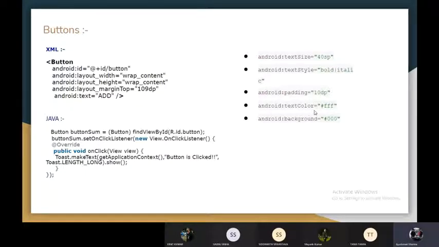This text color thing changes the text color of the text written on that button. The background changes the background of that button. Like if we have a red button, then we can convert it into a black button, into a white button, etc. So this hash code 000 defines black color, and hashtag triple F defines white color. These two will be used frequently.